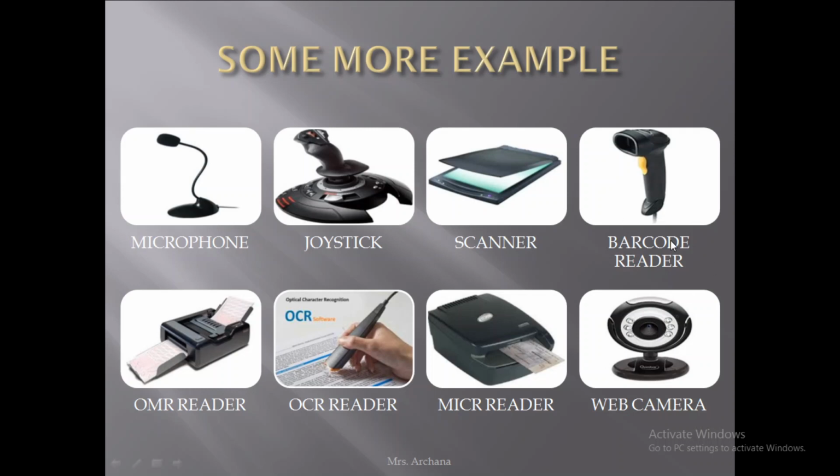Next is this is a barcode reader. We find it in shops or in supermarkets. It reads a group of thick and thin lines that is placed on a product. It is used in different places for different purposes.